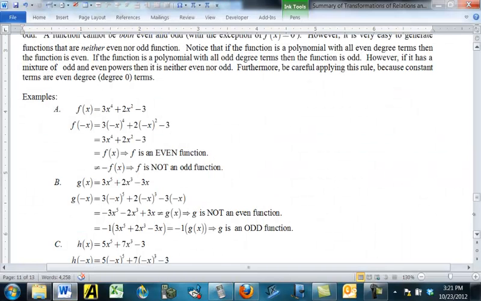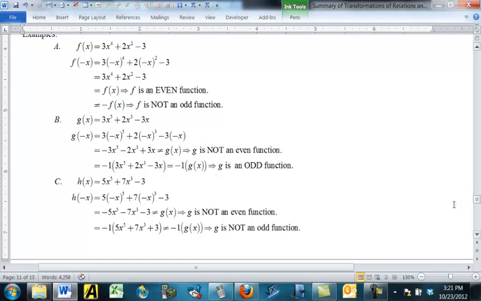Something kind of like that happens in this last one here. It's got both even degree terms and odd. It's got 5 and 3 on the powers of x. Those are odd degree terms, but a constant is in power 0 basically, so that's an even degree term. So pull in negative x. That's negative 5x to the 5th minus 7x cubed minus 3. That's not the same as g of x. When we factor out a negative 1, what's left in the parentheses is not the same as g of x either, because the sign on the last term is different. So it's neither even nor odd.